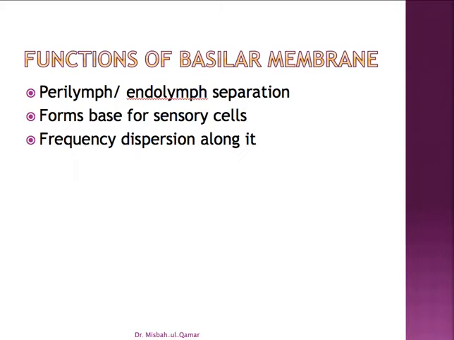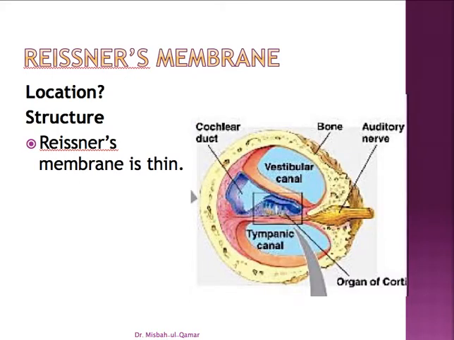The basilar membrane is very important. The other membrane, there were two membranes making three compartments in the cochlea, is the Reissner membrane. The Reissner membrane is placed obliquely between the upper surface of the osseous spiral lamina and the upper part of the spiral ligament, right? This one is your Reissner membrane.